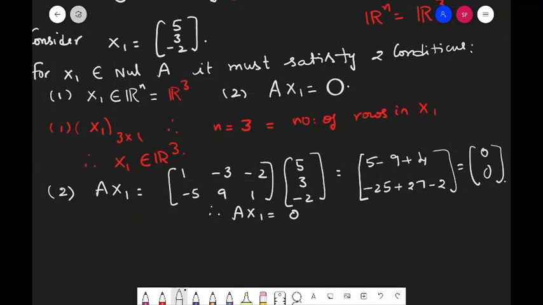Then what can we say by this? By conditions 1 and 2, we have x1 belongs to null A. This is what we have to check. Now let us look at the second one. This is the first vector, and now let us look at the second vector.